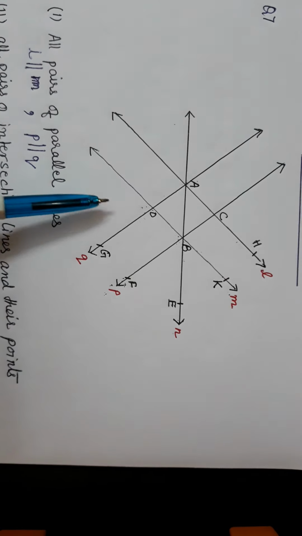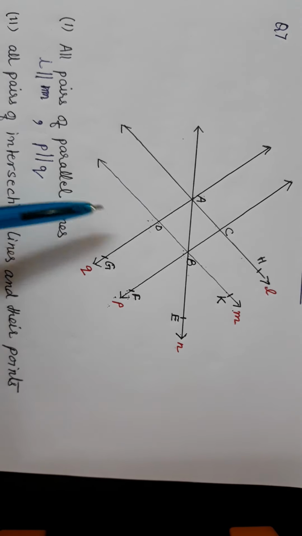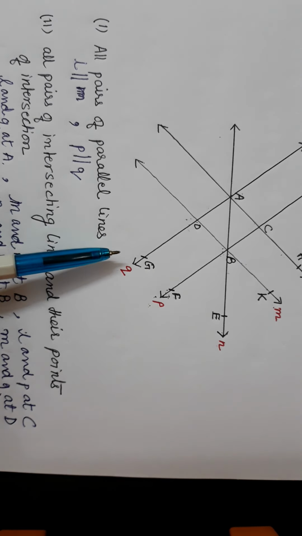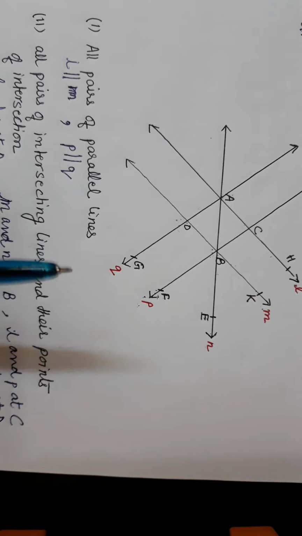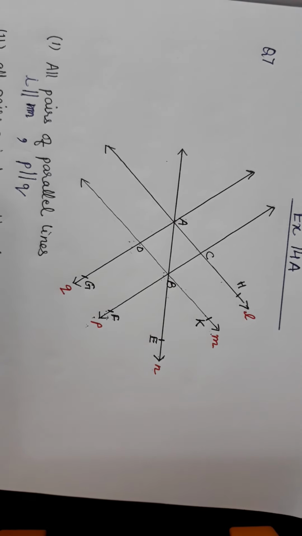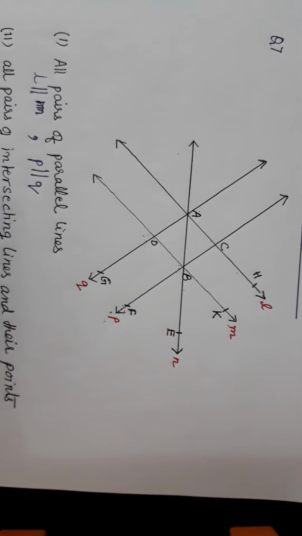Clear, children? So this work you have to do in your copy. Okay, if you have made your geometry copy, you have to do it in the geometry copy. Your geometry copy is an interleave copy, one side plain and one side ruled. You have to do this question in your copy neatly along with the diagram. I hope you have understood.